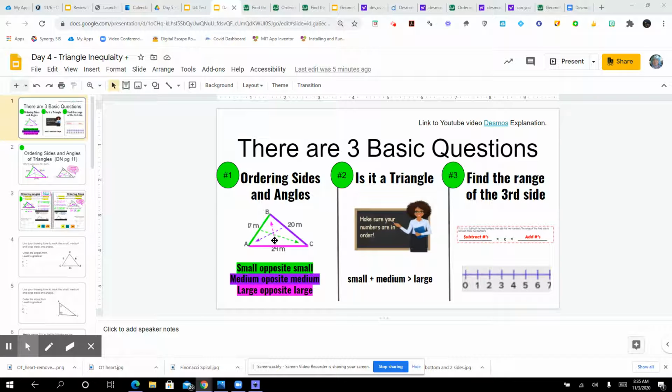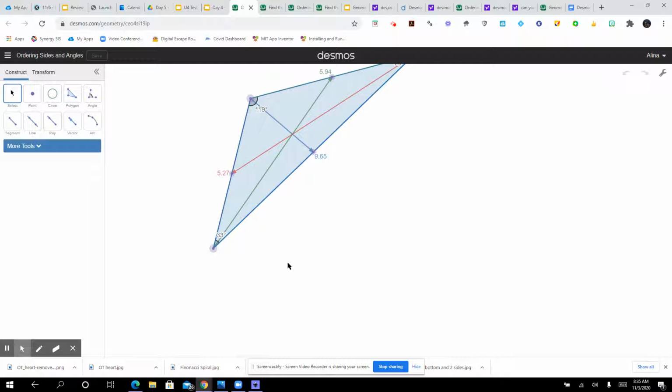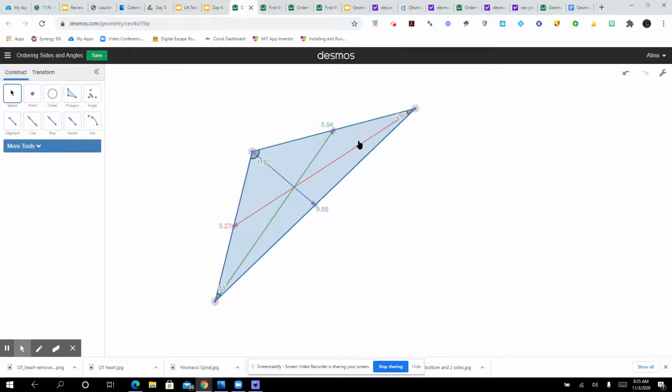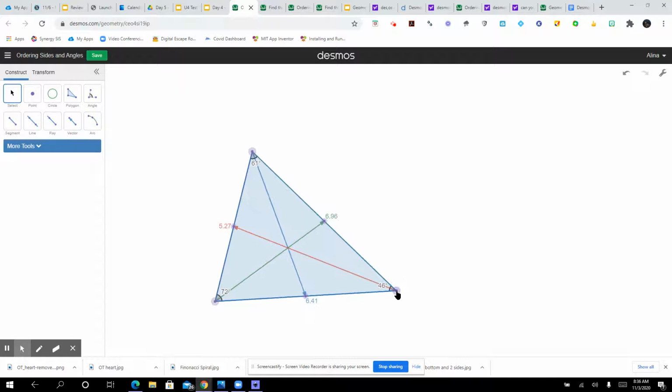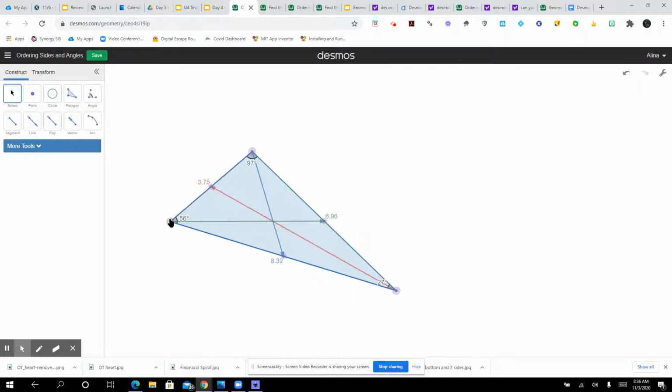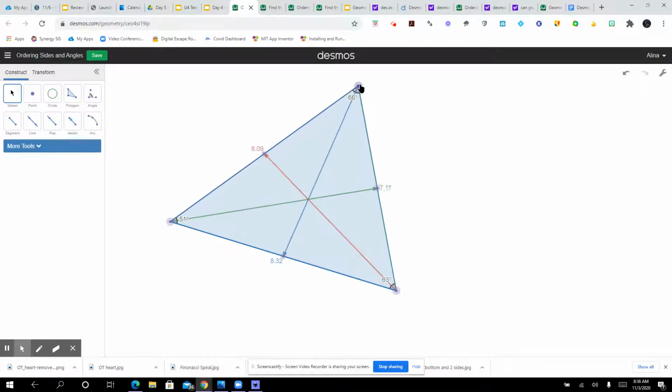If we click on that and open the Desmos activity, we can prove that. In any triangle, it doesn't matter what triangle we make, the smallest angle is always opposite the smallest side, the medium angle is always opposite the medium side, and the largest angle is always opposite the largest side. And that will always be true. In a minute, you're going to be able to practice with these, and you can drag these points wherever you want.